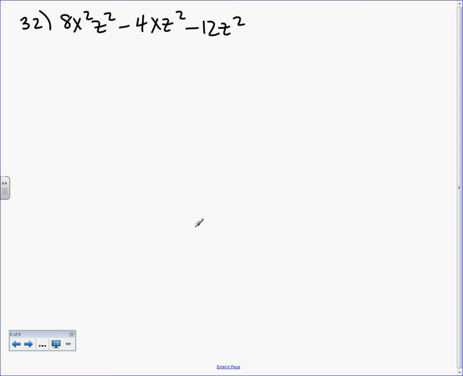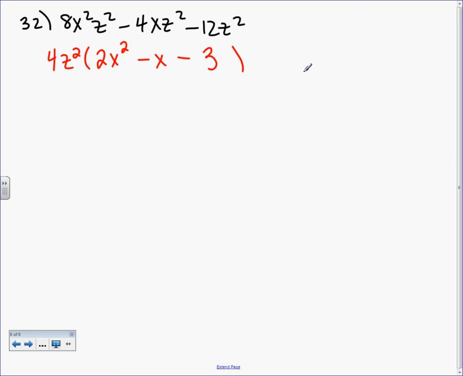Okay, so let's try this one. Number 32. Step 1. GCF is 4z squared, right? Pull that out, see what's left over. What do we have left? 2x squared minus x minus 3. Pause there, make sure you understand it.